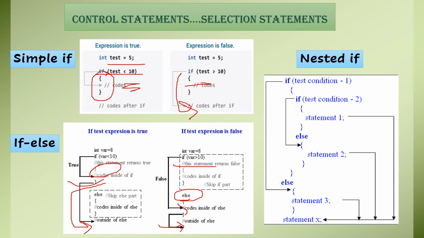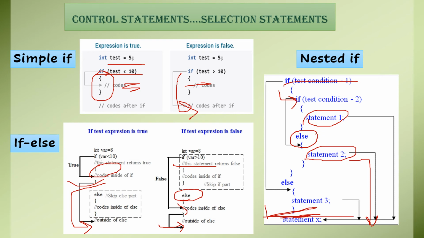In case of nested if, we are checking this condition. If this condition is true, then the control will go to the next if statement, and if this condition is true, then this part will be executed, and if this condition is false, then the control will jump to the else block. Now this if statement is true and this if statement is true, that means after executing these statements the control will go to the block just after the end of this if.